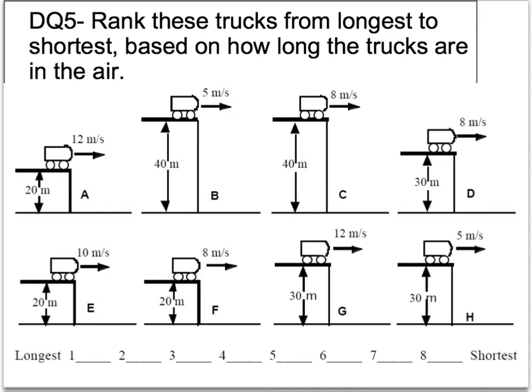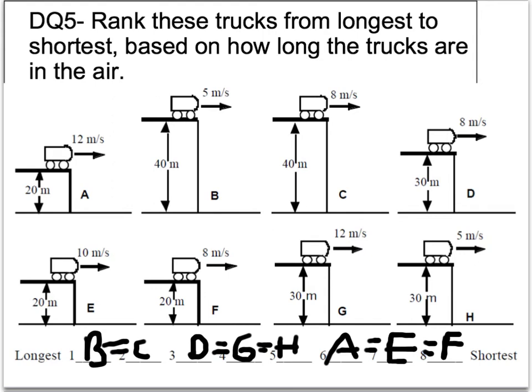So why don't you try this problem, rank the times that the trucks take to fall from longest to shortest, pause the video. When you come back, I'll give you the right answer. Alright, here's my answer. B and C are tied with the greatest height. D, G, and H tied next with the second greatest height. A, E, and F with the shortest height, and therefore the shortest time.